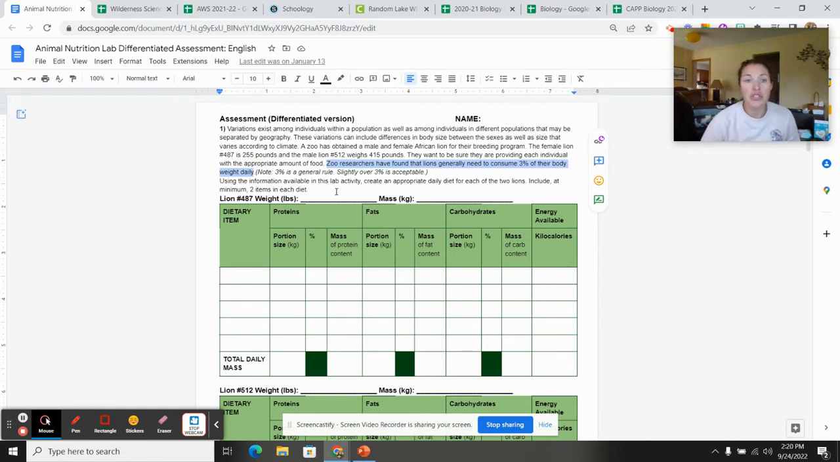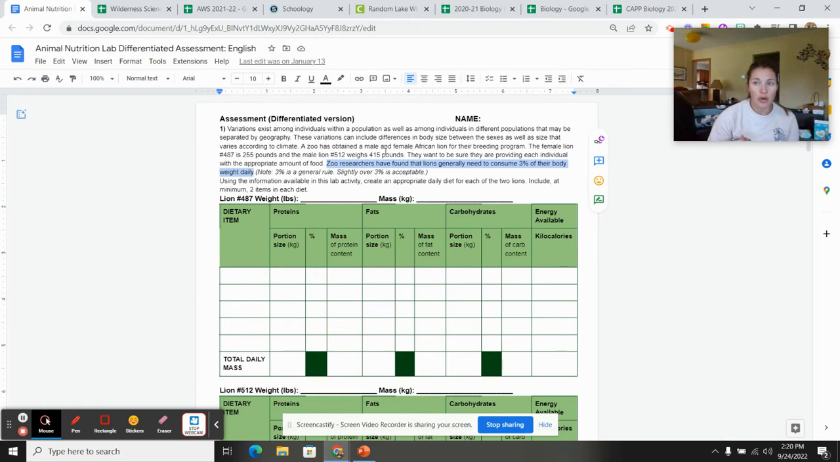So, what you need to do is look at the weight of these lions in pounds, convert that to kilograms, and then figure out what 3% of that is. So, for example, my dog weighs 170 pounds. I know he's a big old boy. So I would figure out what that is in kilograms. Just for an example off the top of my head, that might be like 80 kilograms and 3% of that. So it would be 80 times 3%. That's how many kilograms of food he would need to eat in a day.